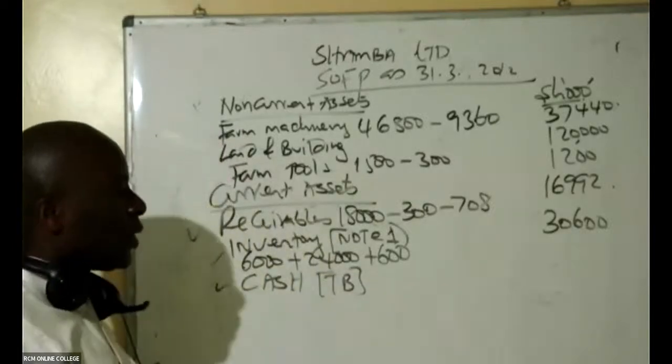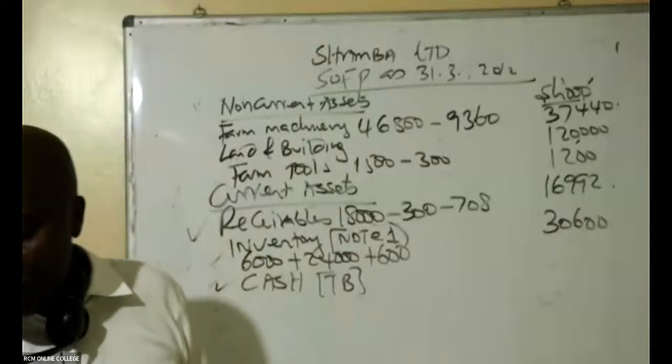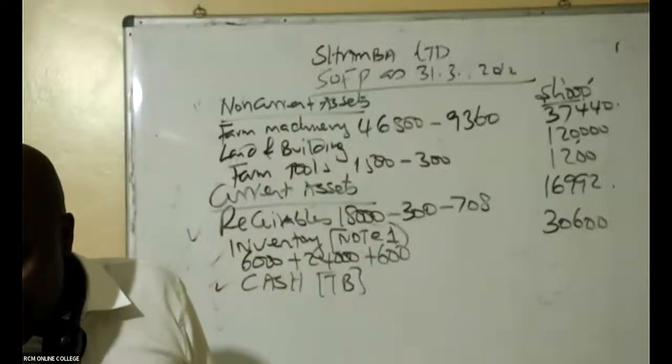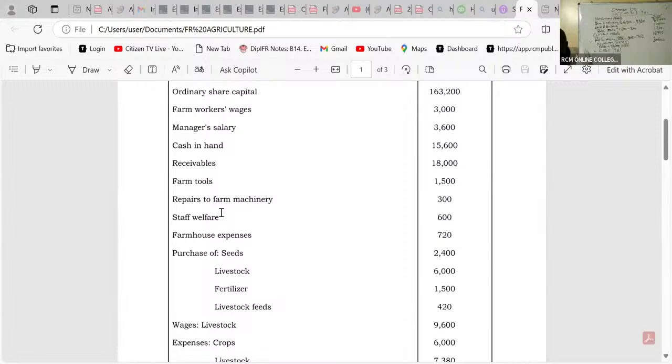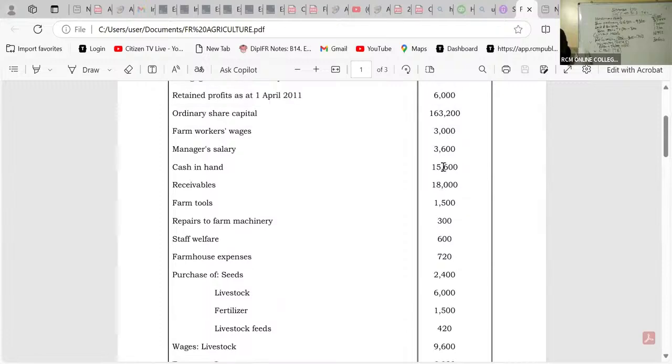Cash is a current asset in the trial balance. Are you able to see cash in the trial balance? Ladies and gentlemen, in the trial balance, we shall look for cash or the bank amount. So I can see cash in hand, 15,600. And that is something that I know all students here will forget, but I will never forget.